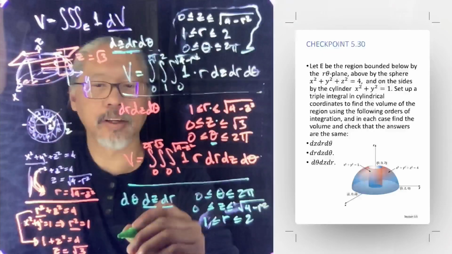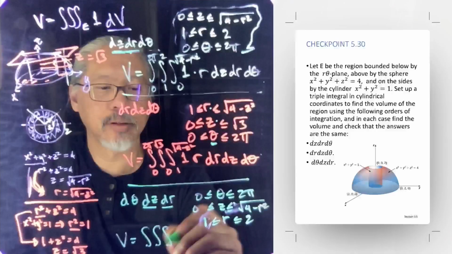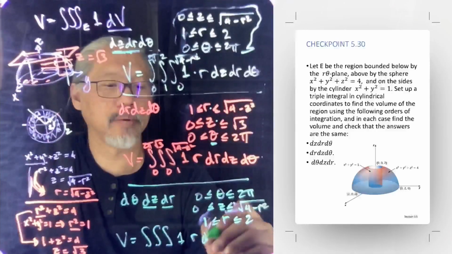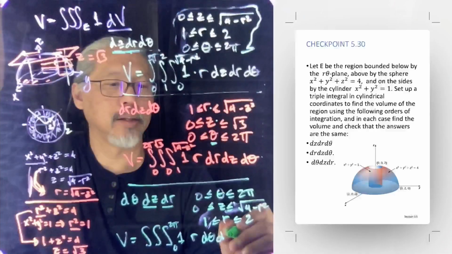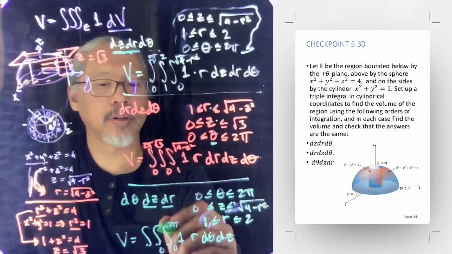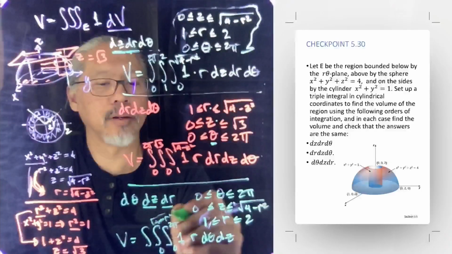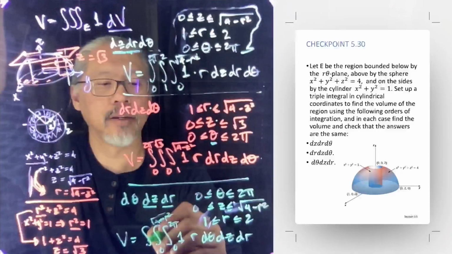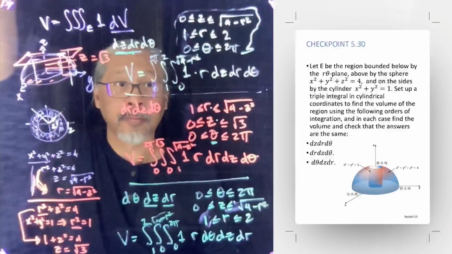Okay, so the integral for V is going to be the triple integral of 1 times r, and then d theta from 0 to 2 pi, dz from 0 to the square root of 4 minus r squared, and dr goes from 1 to 2. All right.